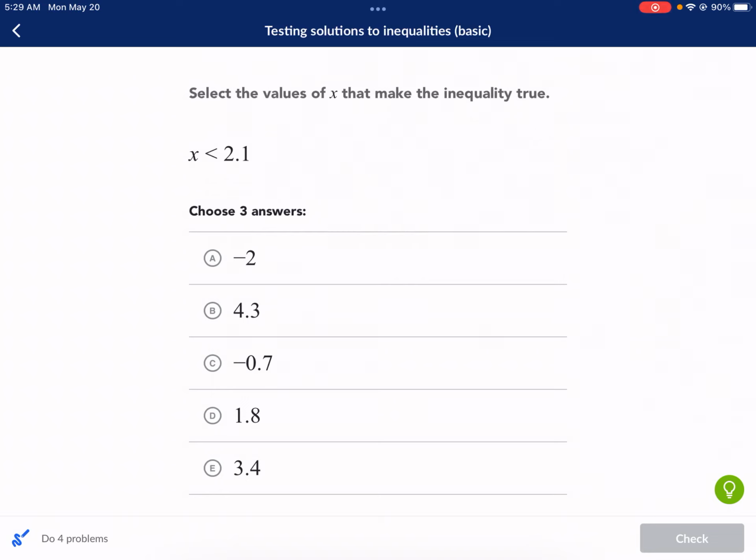Hi, this is Mr. West, and today we're doing a Khan Academy tutorial on testing solutions to inequalities basic. This is pretty simple, so we're going to kind of roll right through it.